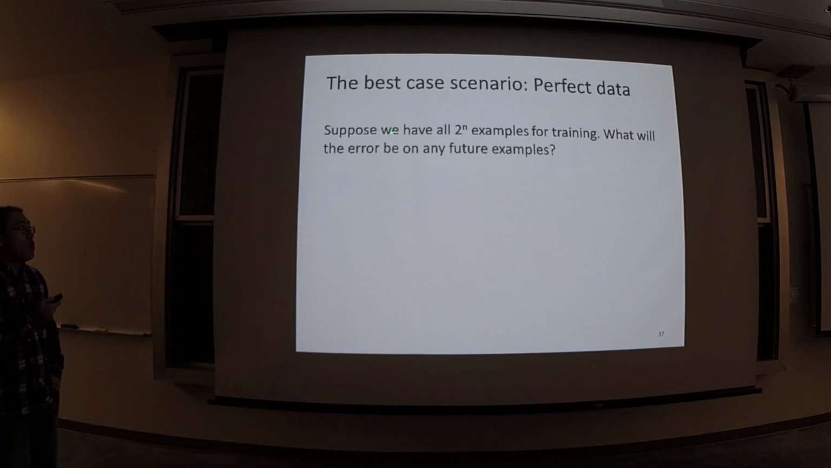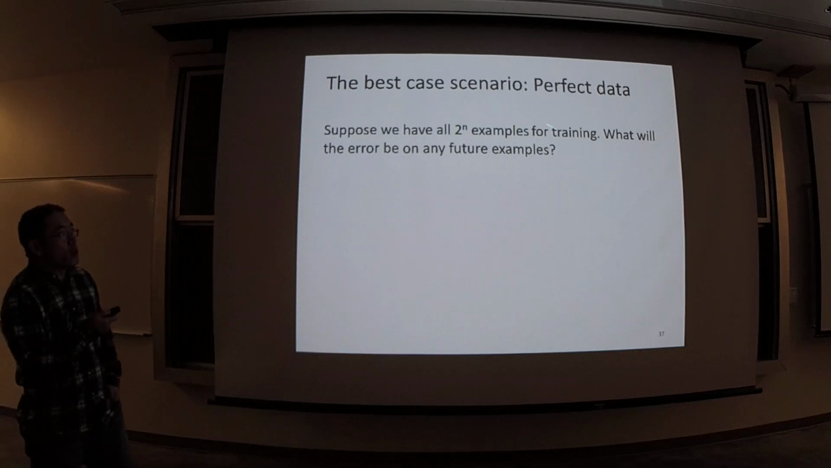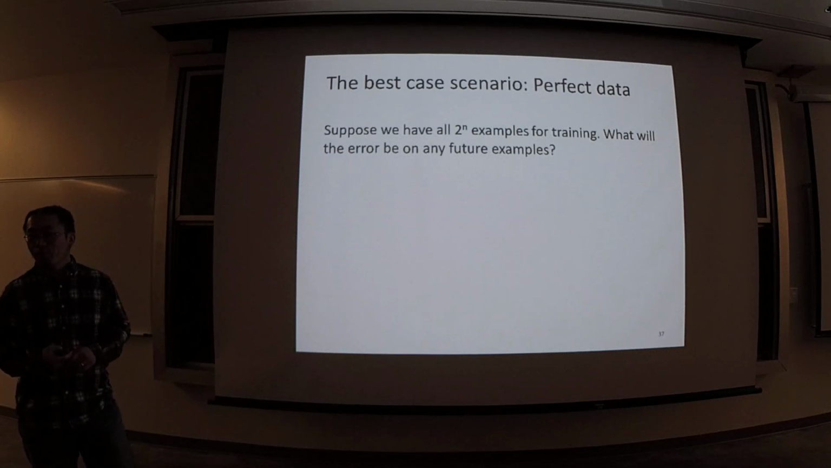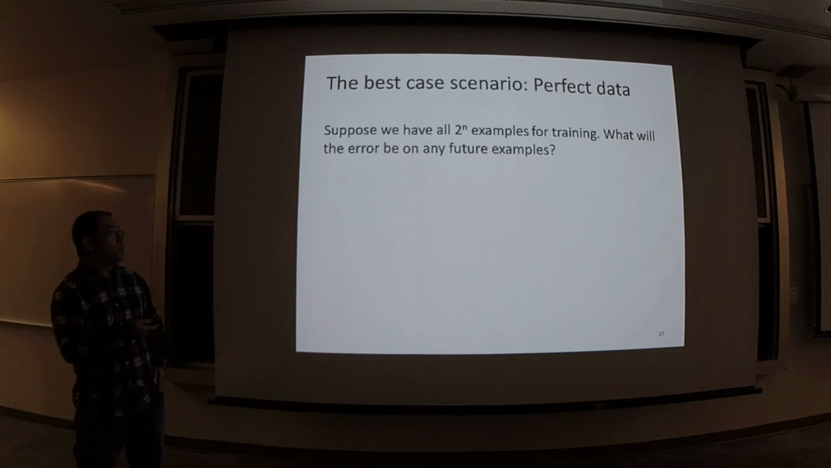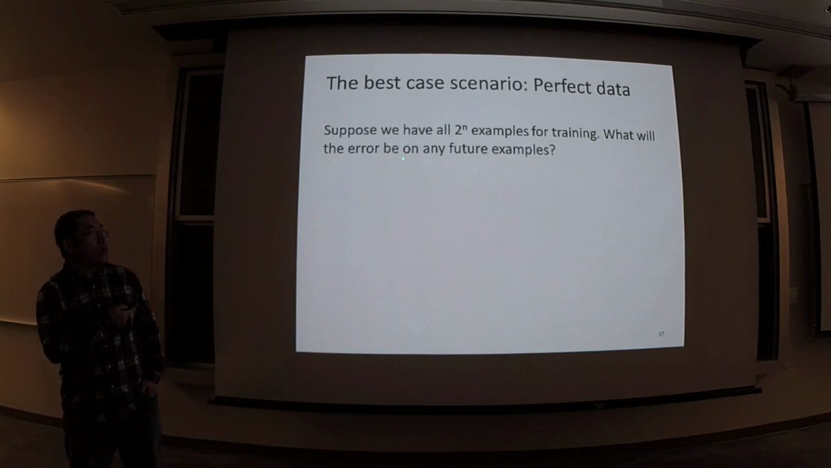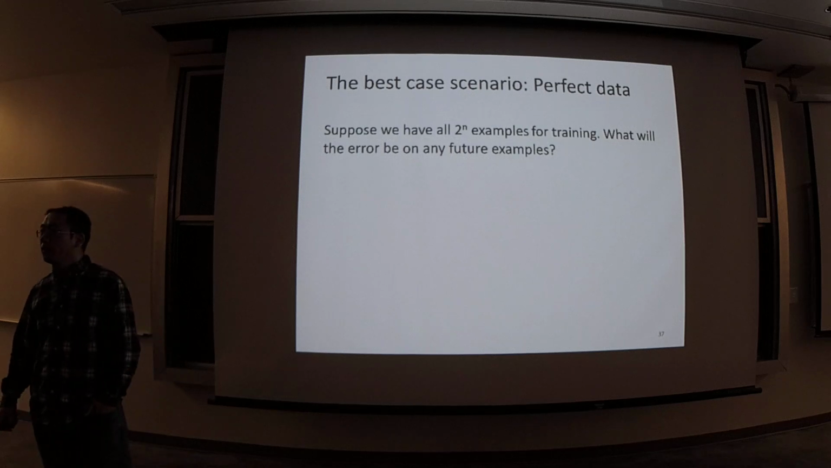Now suppose we have all 2 to the power of n examples for training, for Boolean functions of n features. What will be the error on any future example? Zero. Why? Because you've seen all the possible inputs.